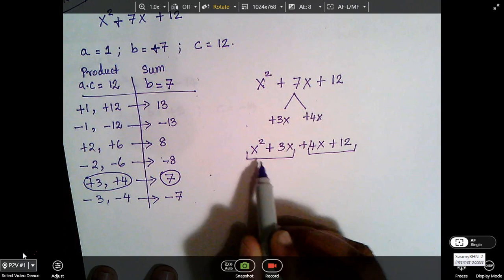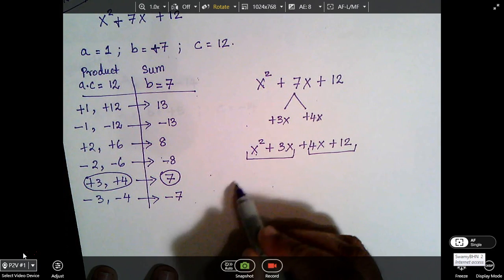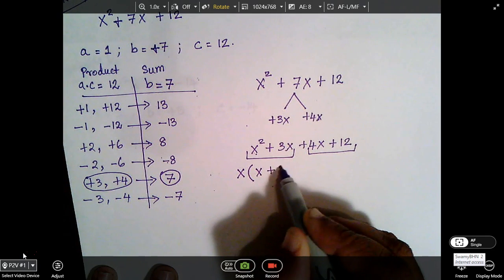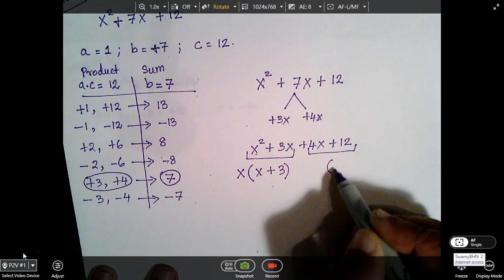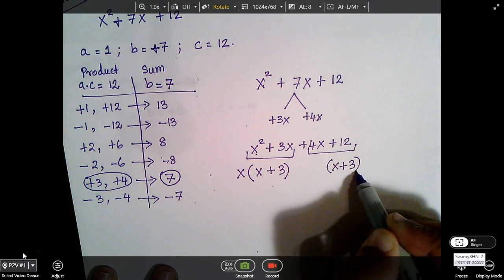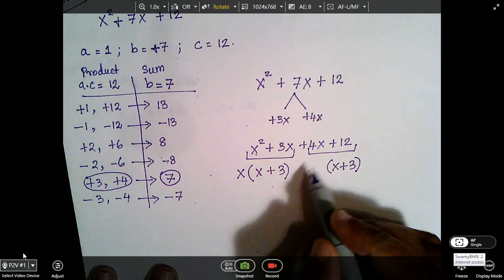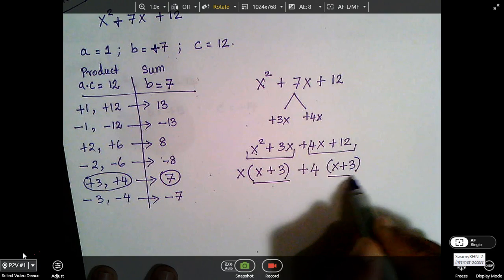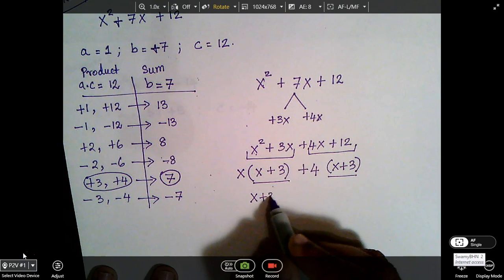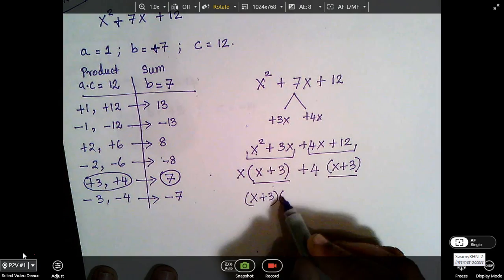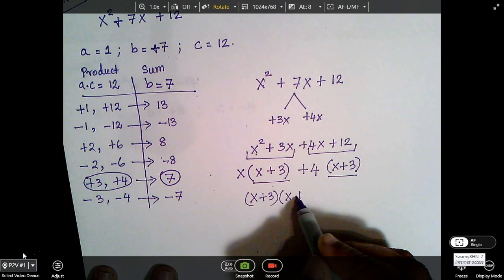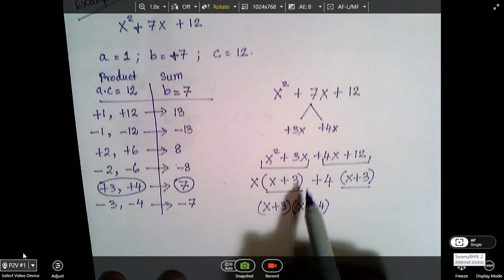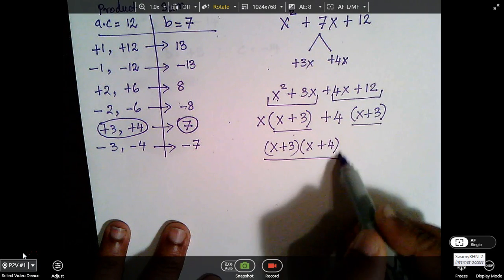The common factor between these two is an x. What's left is an x plus 3. I want to have an x plus 3. So the number that I'm going to pull out of here is a positive 4. So my common binomial factor is an x plus 3. And what's left of them is an x plus 4. So I started with my trinomial and I got my linear binomial factors.